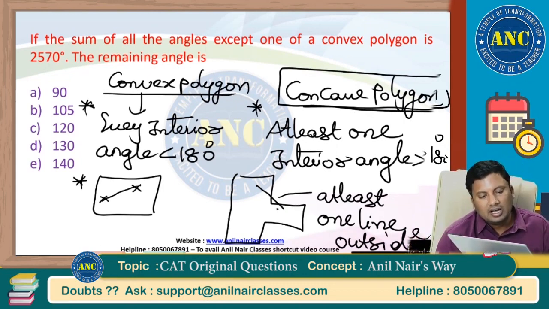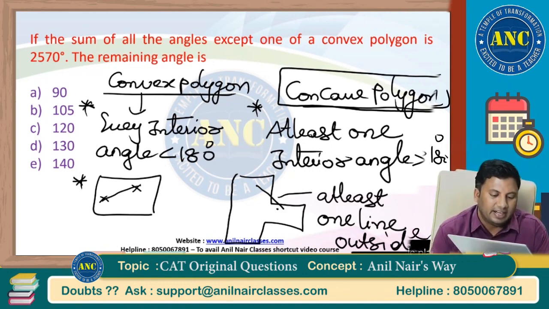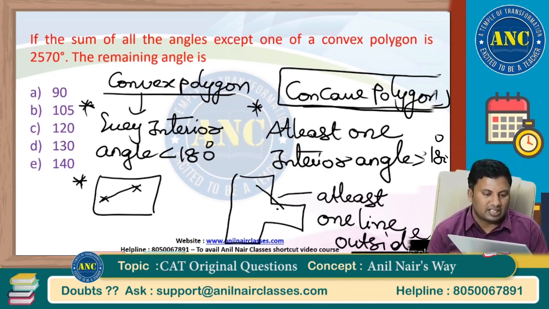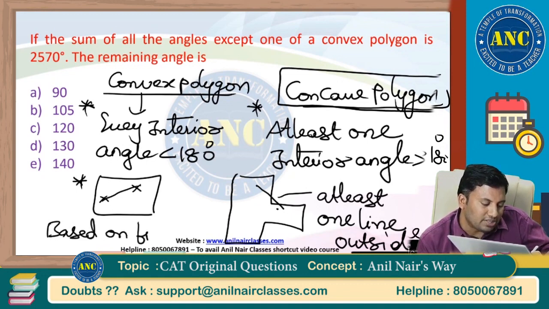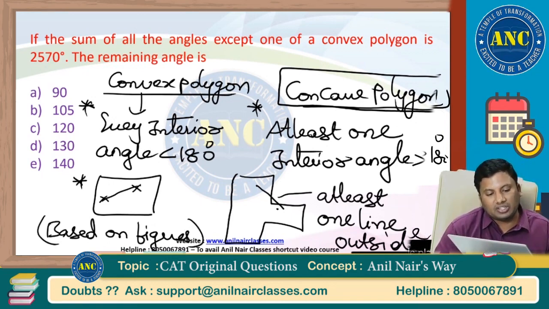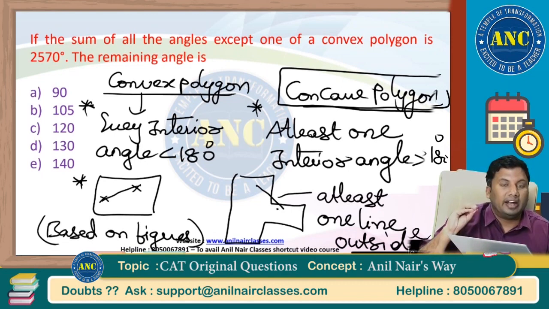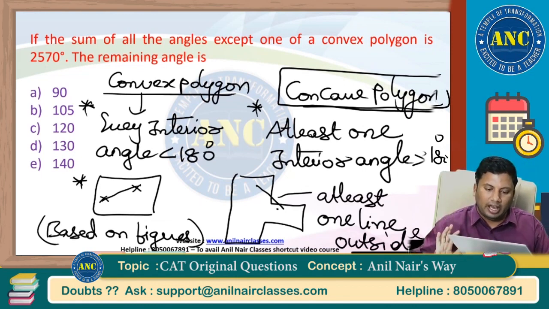I hope it is clear. Convex polygon: every interior angle is less than 180 degrees. Concave polygon: at least one interior angle is greater than 180 degrees. I hope it is clear. Based on figures also you can tell whether it is a convex polygon or a concave polygon. He might give you the diagrams and ask which polygon is convex or concave. I hope it is clear. Based on figures, it is the first point.